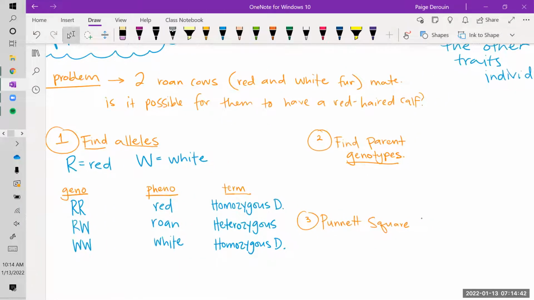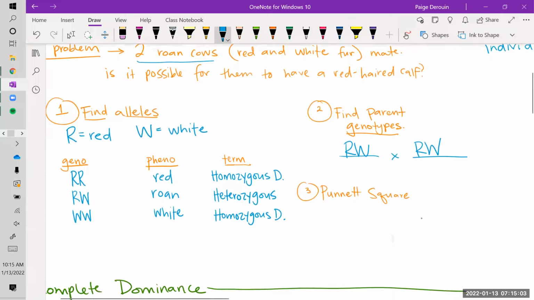Okay, now the next thing that you need to do is you need to figure out what are the parents' genotypes. And to do that, you always go back to the question to find what are the parents' genotypes. So this one said two roan cows are the parents. So that's easy because we've got our mom crossed with our dad, and they're both going to be the same. They're both going to be RW because they're both roan.